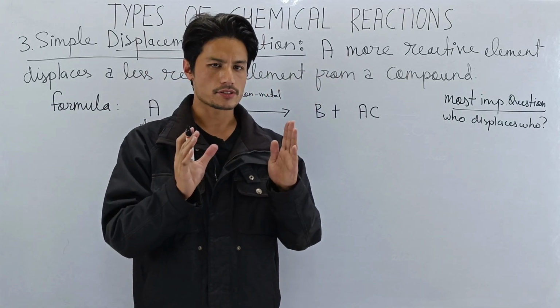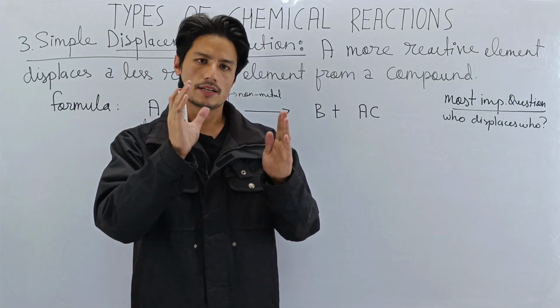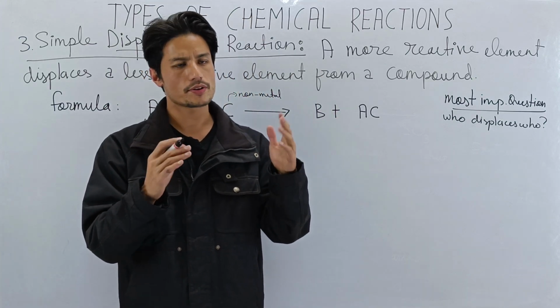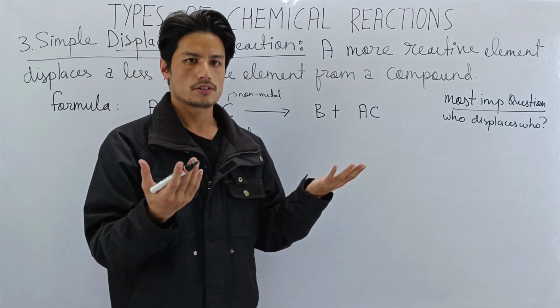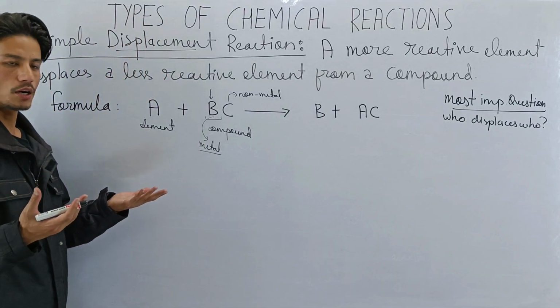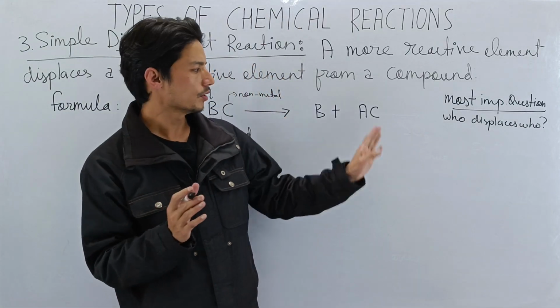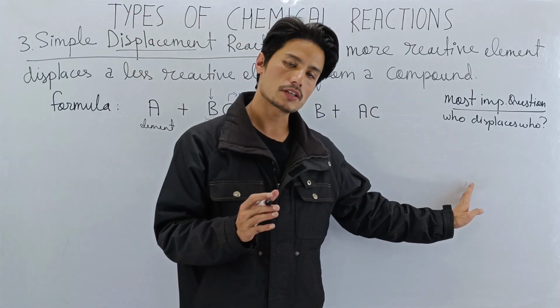There must be a criteria, like how will I know that a particular metal can displace a particular metal? I need to know. So is there a way to know? Because if I don't know, how will I know? There has to be something by which I should be able to know that this particular metal can displace this particular metal.